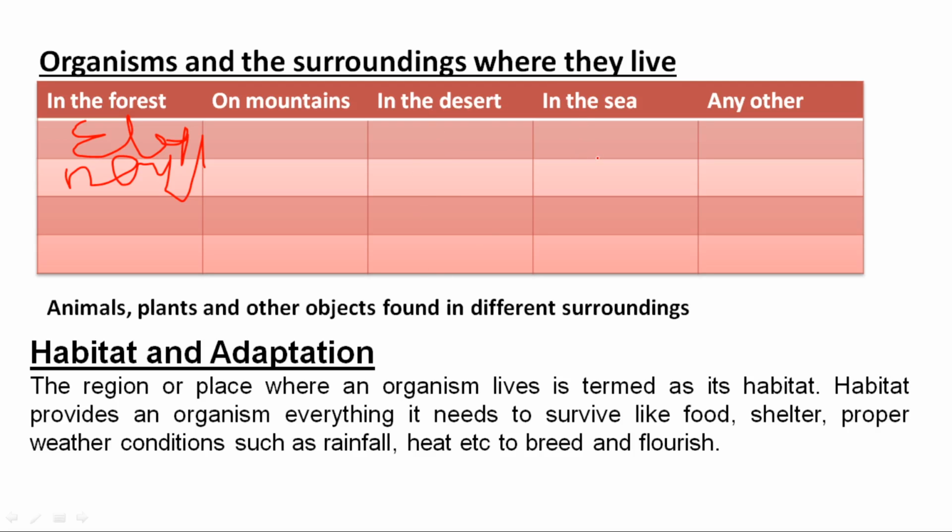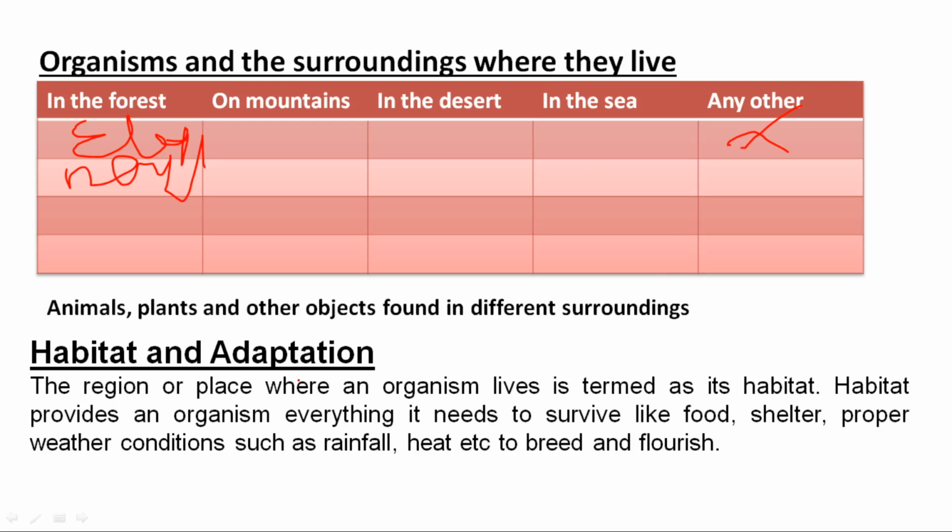In the sea you will find fishes, crabs, turtles. All these are found in the sea, and corals are also found in the sea. Any other, like in a home? In a home you can find different types of insects, like cockroach, ants, wasps, and different types of algae and mosses. So these are different types of animals, plants and other objects found in different surroundings.